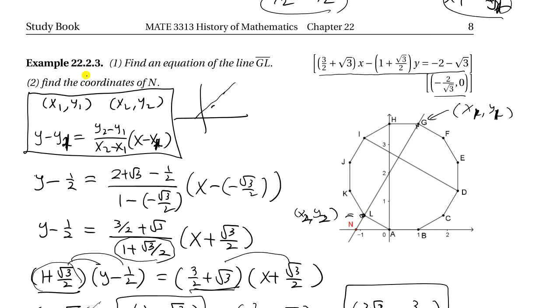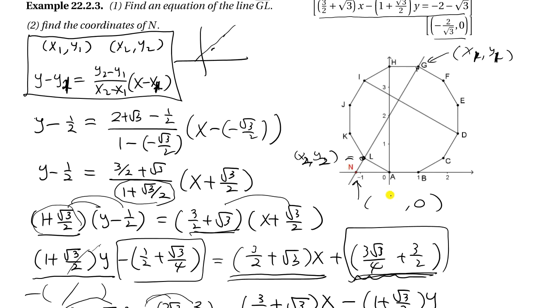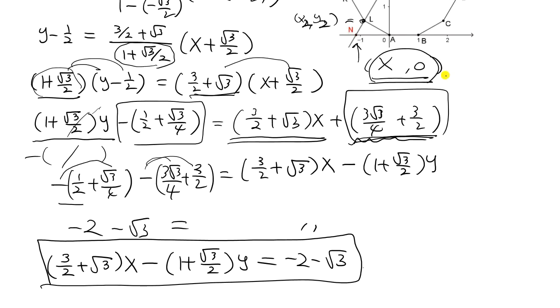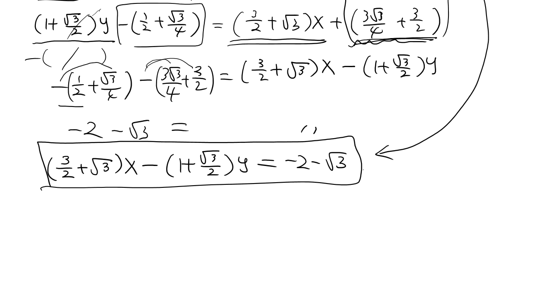The next question is, then what are the coordinates of the intersection point? Clearly, the y-coordinate of that is 0 because it's the point on the x-axis. So all you need is just the x-coordinate. So to find that x-coordinate, key point is that point is on this line. So it must satisfy that equation, right? So when you substitute 0 for y, then we will get the x-coordinate of point N, right? Like that.